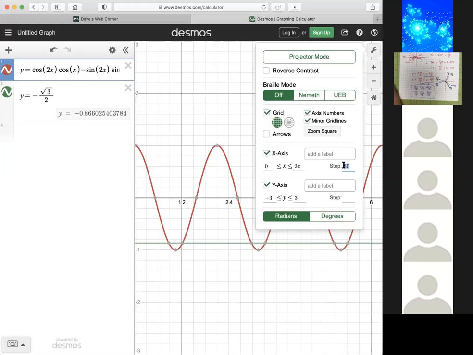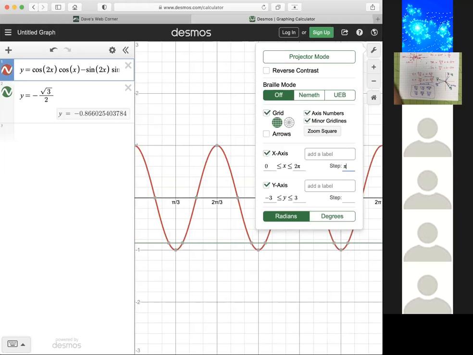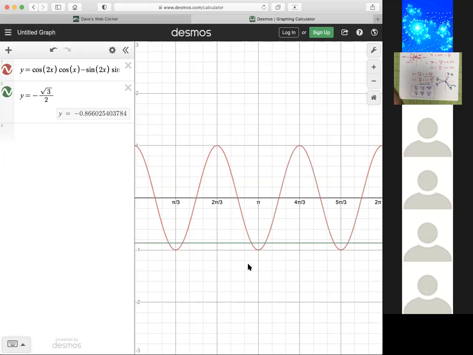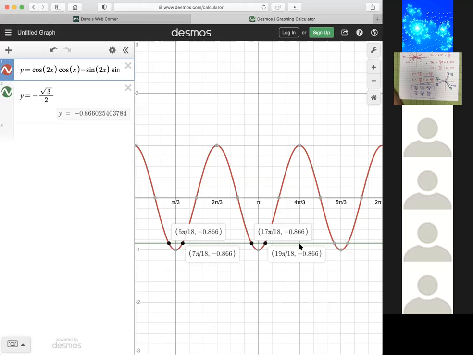I don't think I can tell Desmos to graph every pi over 18. I mean, I can try, but Desmos doesn't have to obey. So let's see what I got. I do have 3 cosine waves, cosine 3x. What are these points right here? Pi over 6. Oh, no, I'm not interested in when it's equal to 0. Okay, good. Don't make that mistake. I'm not interested in that point. I'm interested in when it's equal to minus there. 5 pi over 18, 7 pi over 18, 17 pi over 18, 19 pi over 18.